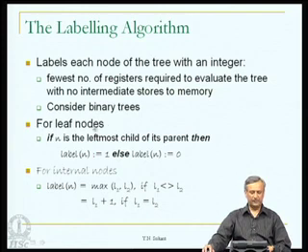Suppose the node is a leaf node. In that case, if n is the leftmost child of its parent, then the label of n is 1, otherwise the label of n is 0. Very simple, leftmost child 1, otherwise 0. And for internal nodes, the label is computed as the maximum of L1 and L2 if L1 is not equal to L2, and it is L1 plus 1 if L1 equals L2. So, let us look at an example and understand this process better.